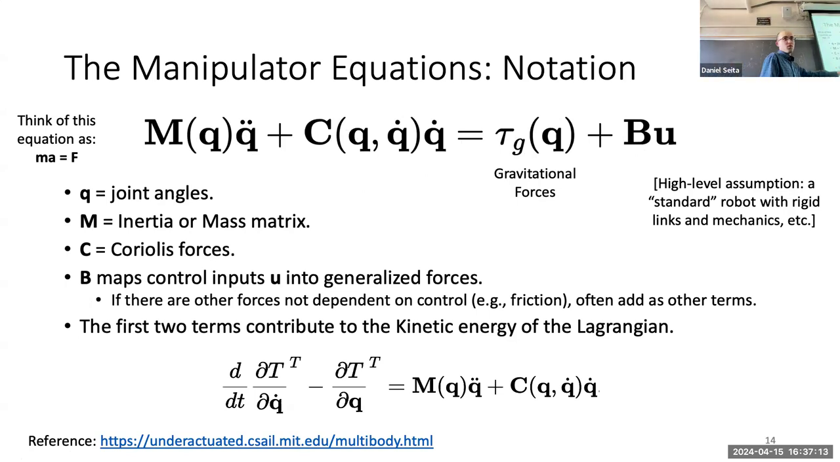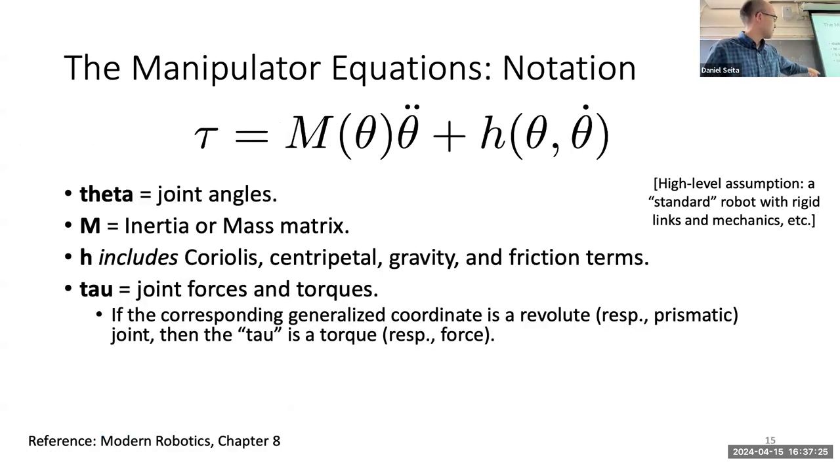So if you want to study more about this equation, just look at this reference here. But some people will write it in a little different way. So you have this, and then you have the Modern Robotics textbook, and they actually write it like this. So it's a little bit simpler, but they also put the gravity in here, and then they also use the tau, which here was gravitational forces. Here the gravity is put in the H term, and then the tau is something separate, which are the joint forces and torques.